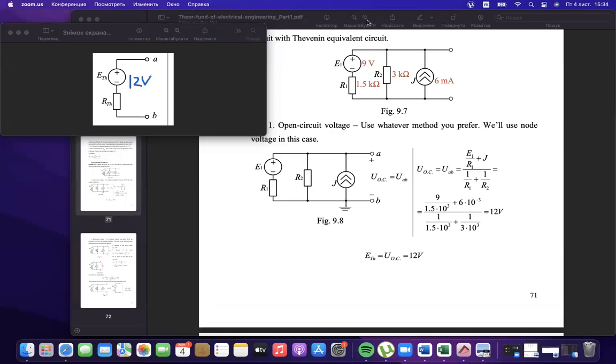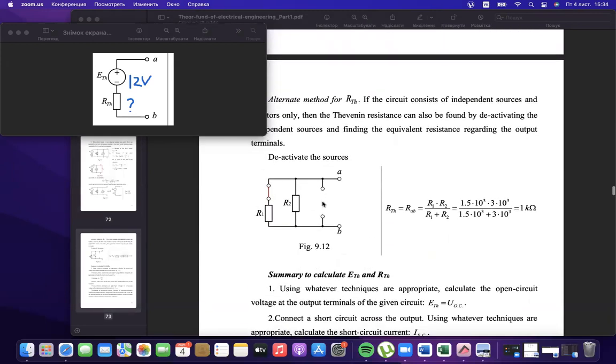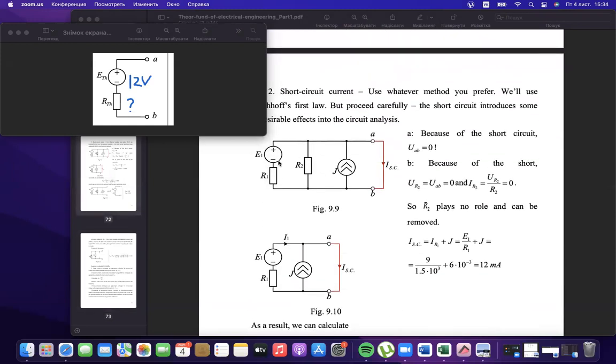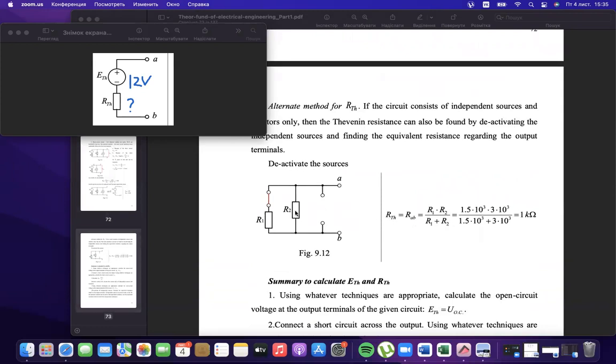Then how to find resistivity? It could be found after disconnecting the sources, like here. You are disconnecting the sources, then your electromotive force becomes a connecting wire, your current source becomes an open circuit, like here, and the total resistivity, 2 parallel resistances between points A and B, is 1 kilo. It is the first way how to find this resistivity. 1 kilo. That's all.